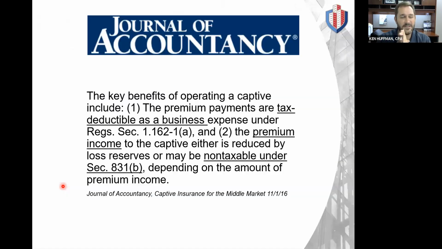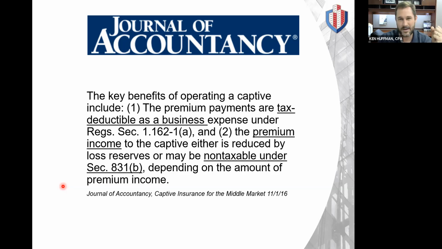The Journal of Accountancy came out with an article not too long ago talking about this, and it talks about how it's tax deductible as a business, but the premiums are non-taxable under the 831(b) exemption. So you get up to $2.3 million for a small captive. You can deduct up to $2.3 million per year of premium in your captive insurance company. So you could deduct it from your regular business, okay?